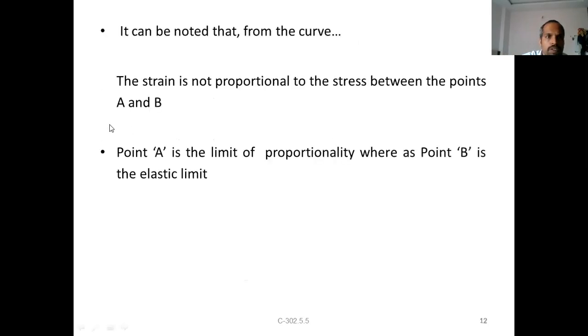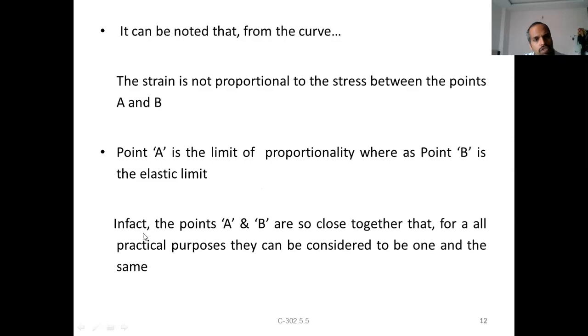It can be noted from the curve that the strain is proportional to the stress up to point A. Not proportional between A and B. Point A is the limit of proportionality, whereas point B is the elastic limit. In fact, points A and B are so close that for all practical purposes, they can be considered to be one and the same. If you draw a curve, they will be very close points.